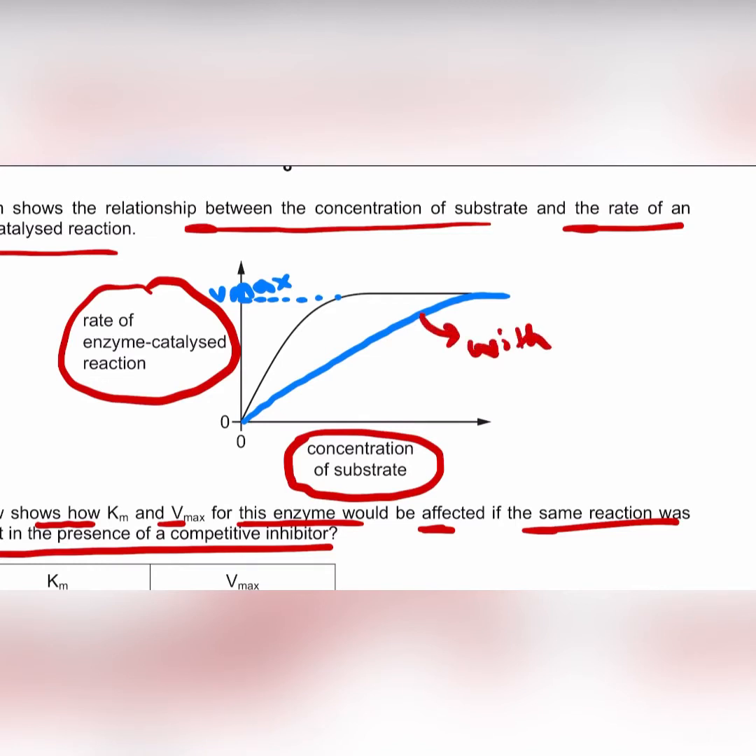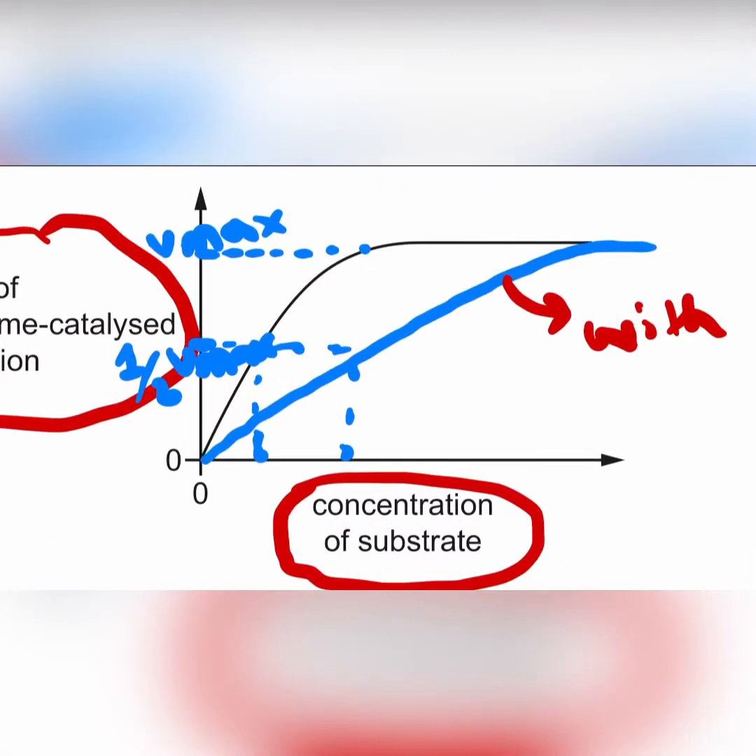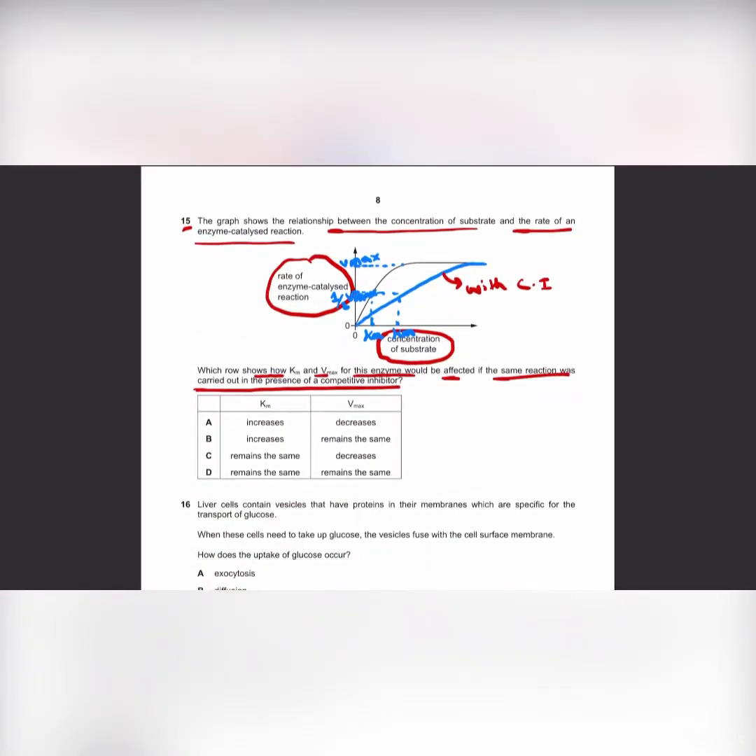What happens to the Km, however? Km increases. Km is defined as the substrate concentration at half Vmax. So if we take the half value of Vmax, the substrate concentration at half Vmax is the Km. So for the black graph, Km is lower, and for the blue graph, Km is higher. So always remember that the competitive inhibitor has no effect on the Vmax. So Vmax remains the same, however, Km increases. So the answer is B.